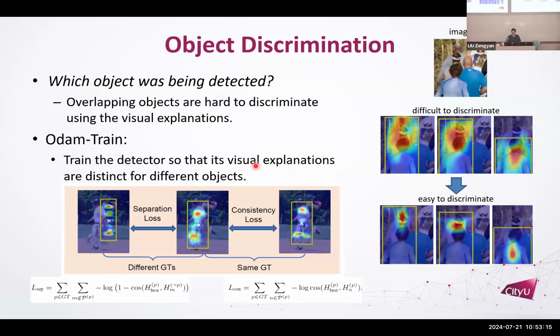But we can use our XAI method in the loop of the training. So what we do is we have different ground truth labels here. If these boxes correspond to different people in the ground truth, then I want the saliency maps generated from the model for this particular instance to be more separated. And if these two boxes correspond to the same person in the ground truth, then I want their saliency maps to be consistent.